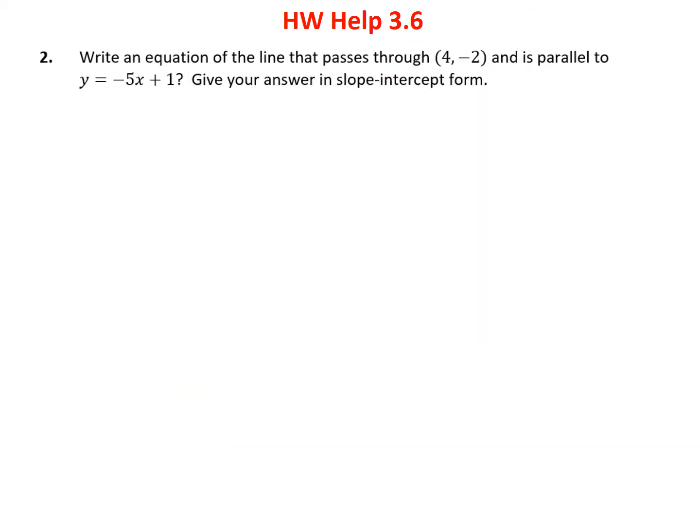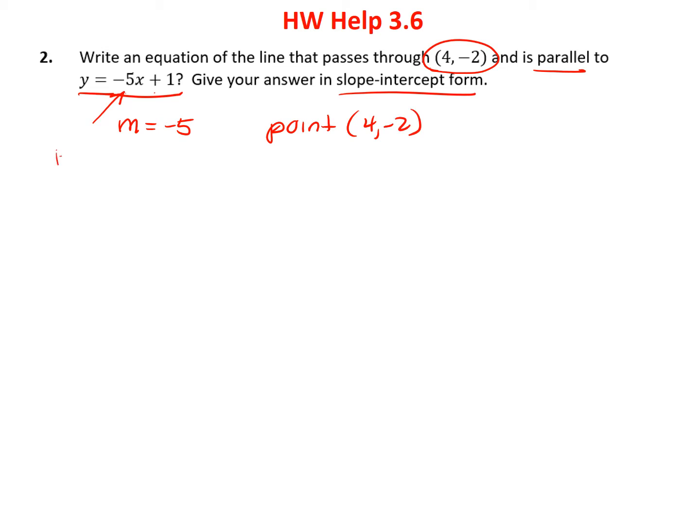Problem 2 asks us to write an equation of a line that passes through the point (4, -2) and is parallel to this equation here. And they want it in the slope-intercept form. Well, our strategy is, we know that if it's parallel, it's going to have the same slope. So to write a line parallel, the slope of this line is -5. And they wanted it to go through the point (4, -2). So I have everything I need. I have a point and a slope.